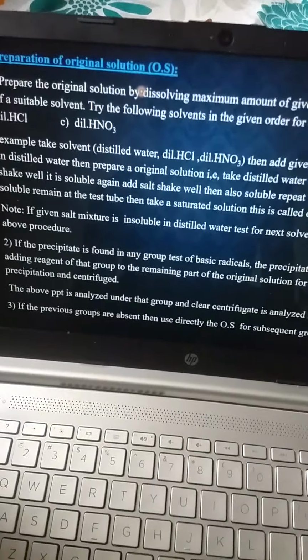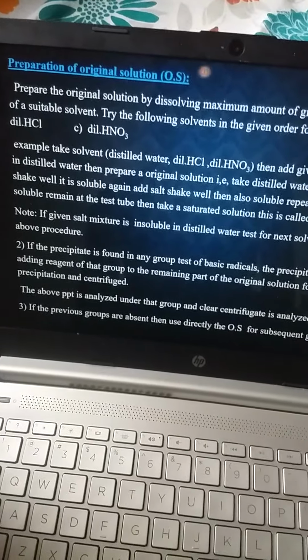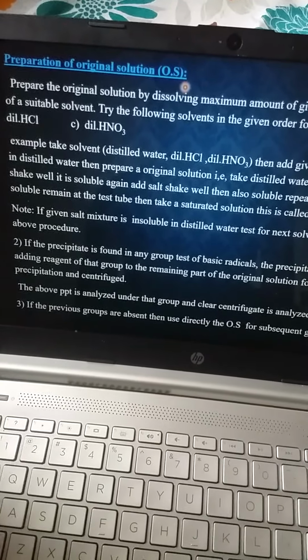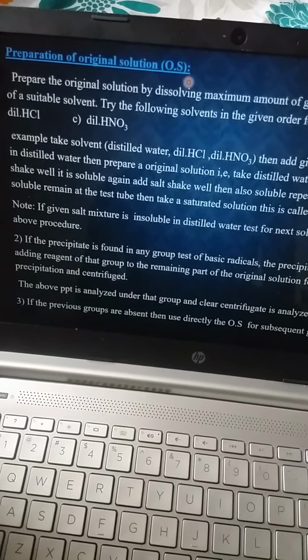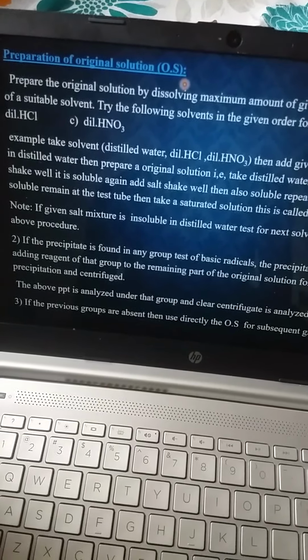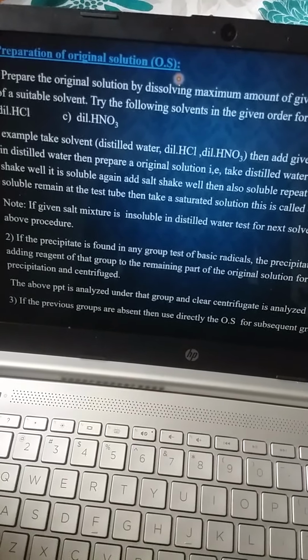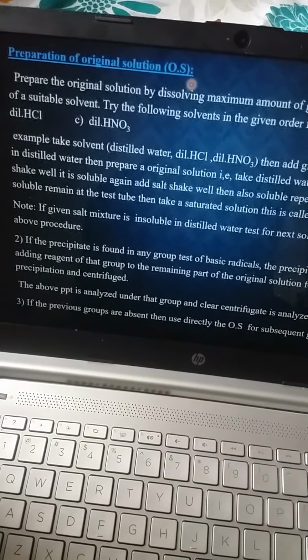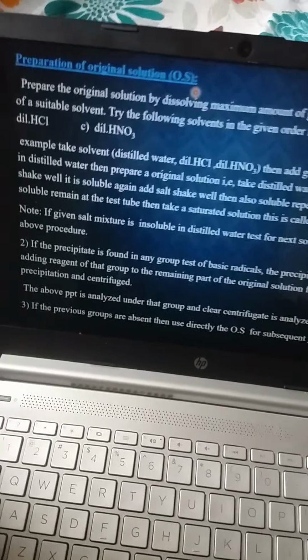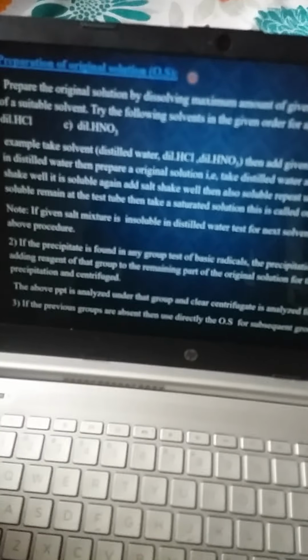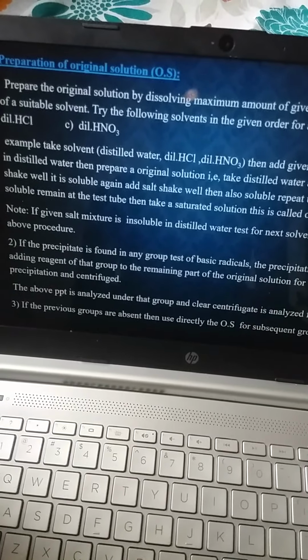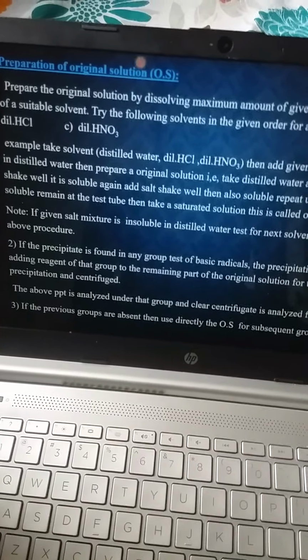preparation of original solution. This part is very important. Why? In the analysis of acid radicals, we take a salt solution for analyzing the acid radicals. But in the case of basic radicals, you have to prepare an original solution. You have to prepare an original solution.